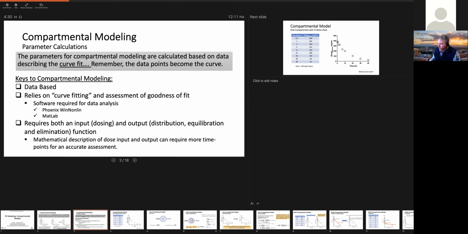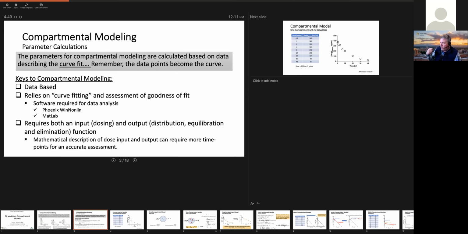curve fitting software. Okay. The other thing to remember about compartmental modeling is that it requires both an input for your dosing and an output, your distribution, equilibration, and elimination. And I'm going to talk a little bit about that because it's important to note that you also need to have the end component.